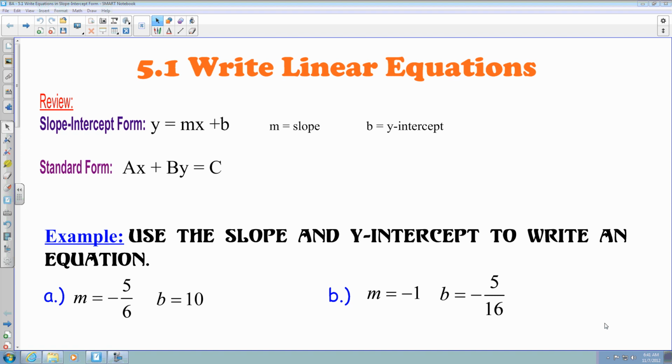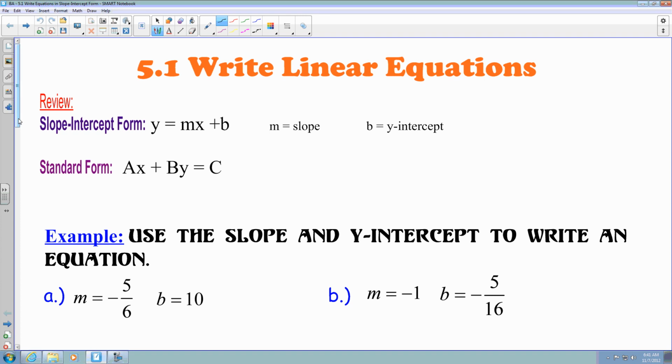So 5.1 is we are to write linear equations. To review, slope-intercept form is when y equals mx plus b. That's when our slope is represented as m and b is represented as our y-intercept.